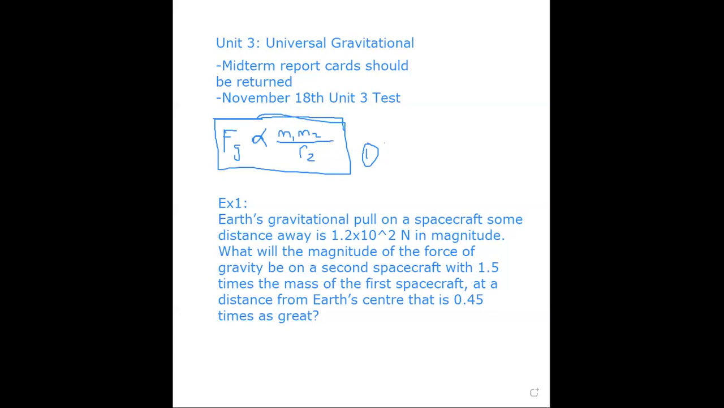So this question, oh, one second, I think there's a problem here. Okay, this is supposed to be r squared. So let's label this out. Remember what we established is called the RAS method. So essentially we have to state what we're given. In this case, we're given force number 1 to be 1.2 times 10 to the 2 newtons. And then the mass of the second object is going to be 1.5.